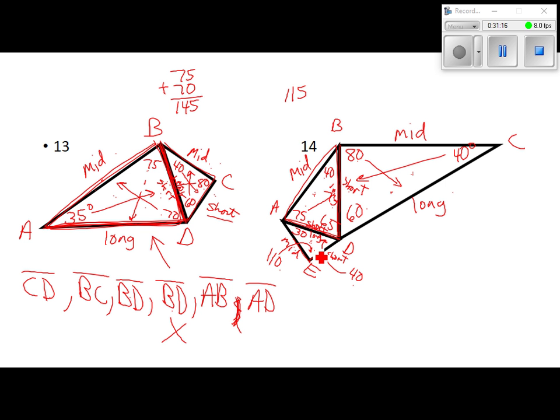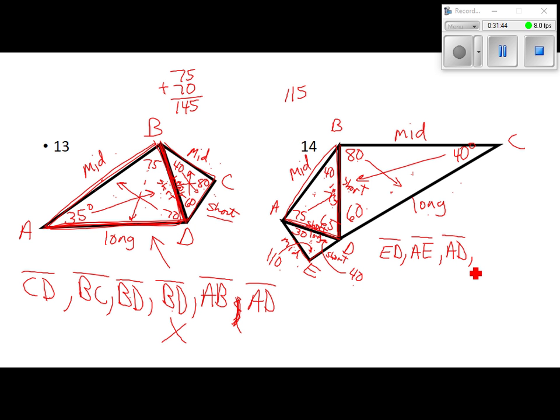Or actually they want them from shortest to longest, so we're going to start down here and we're going to go from the very shortest one all the way up to this one here, which is the very longest one in this picture. So the shortest one in this small triangle is segment ED. That comes first. Then the next shortest one is segment AE. Then the next shortest one is segment AD.